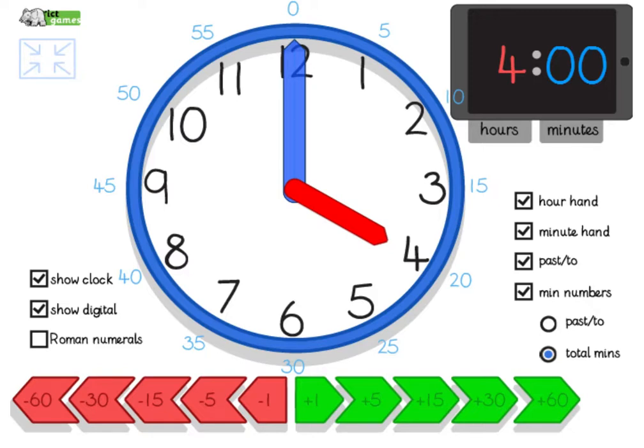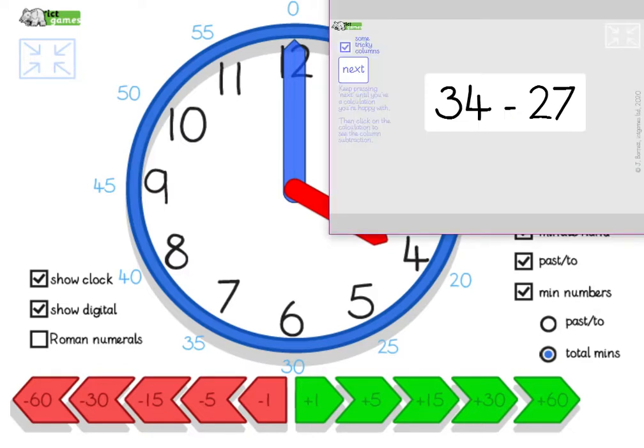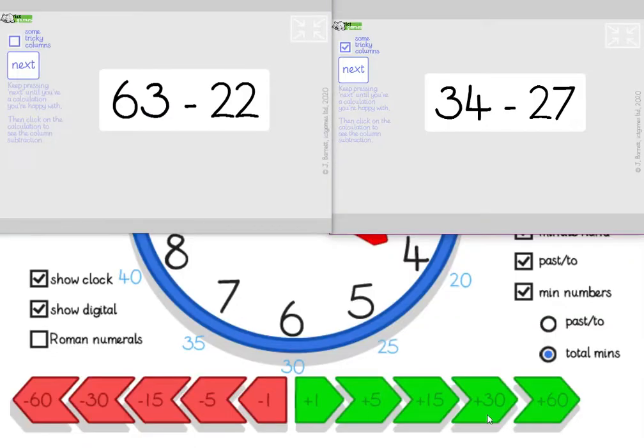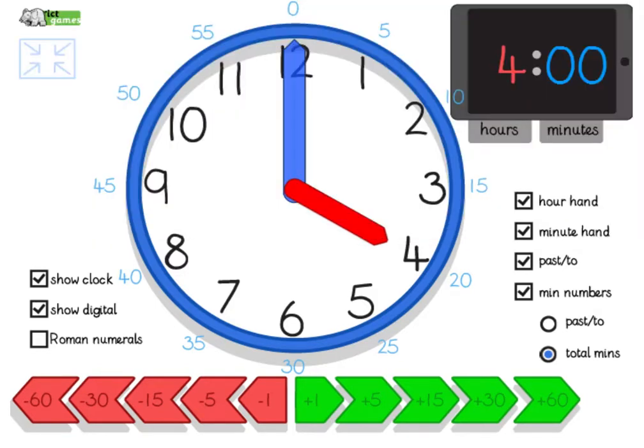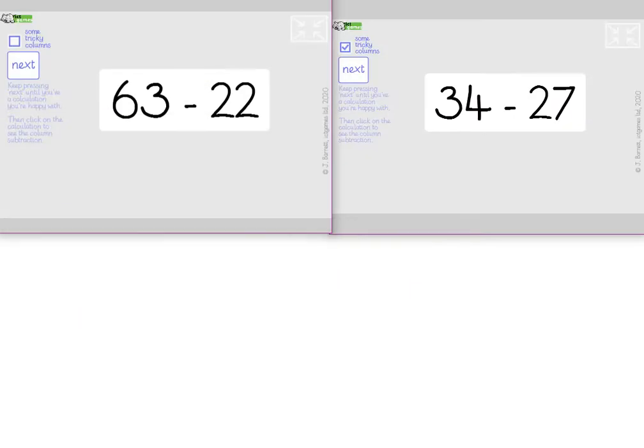We're going to have a look at this now. A little bit of review, something we've done before. Let's see if I can get rid of that quickly. Please go away. Okay. This one is for the Year 1s. There's no tricky columns. This one is for the Year 2s. Pause the video for me and complete one of those calculations. Year 1s, that one. Year 2s, that one. Go. Pause the video.